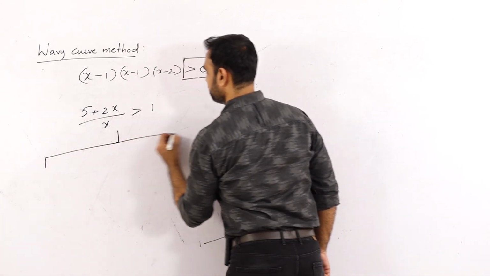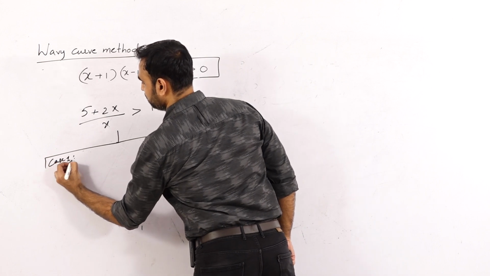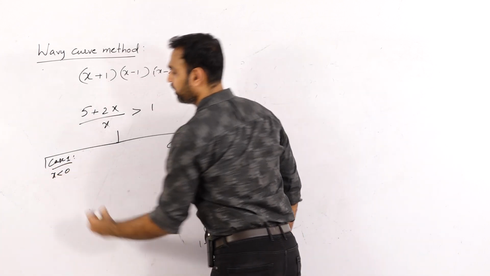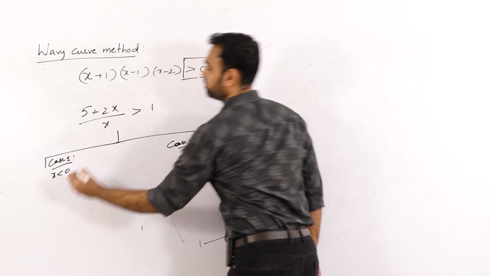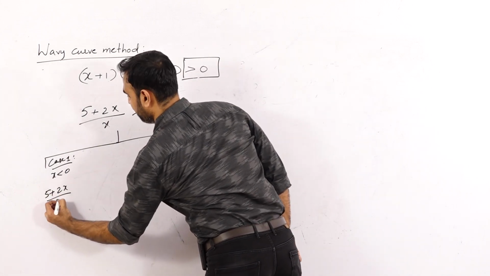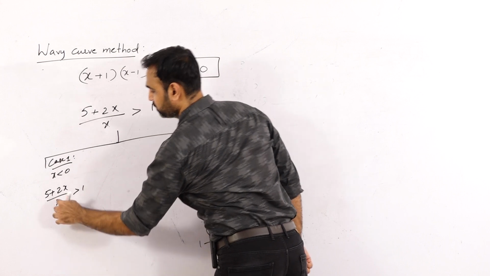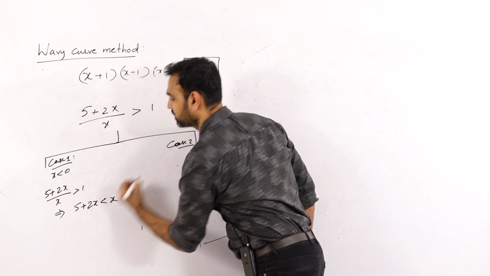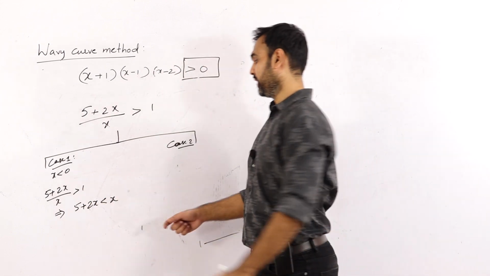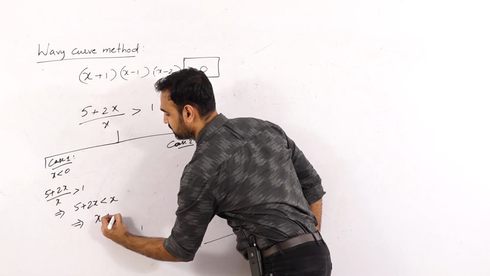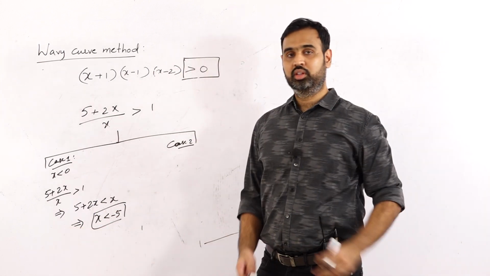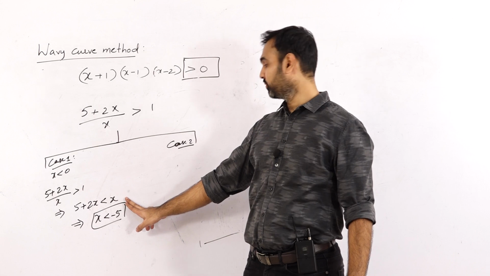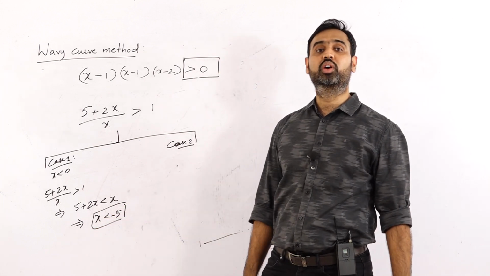Okay. So let us consider two cases, case 1 and case 2. In the first case I consider x as a negative value, x is less than 0. So when you solve this inequation (5 plus 2x) by x greater than 1, if you are shifting x to the other side, the inequality will reverse and you get 5 plus 2x less than x. Now when you solve this, 2x minus x is x, less than minus 5, shifting 5 to the other side. So x is less than minus 5. This is what we are getting.